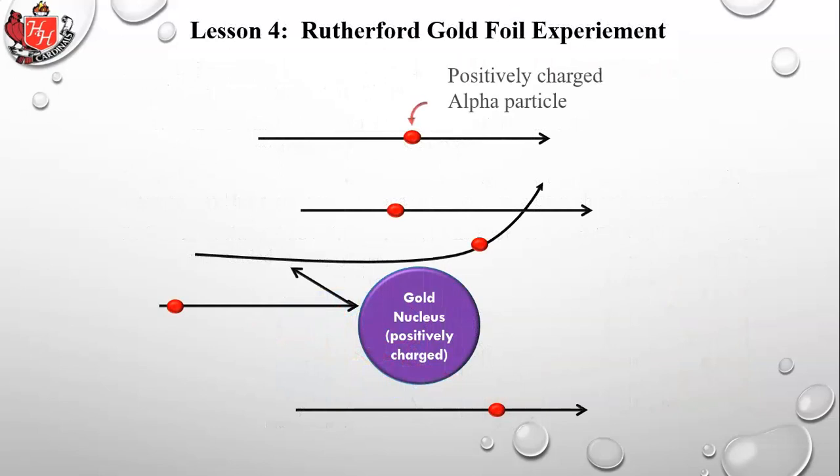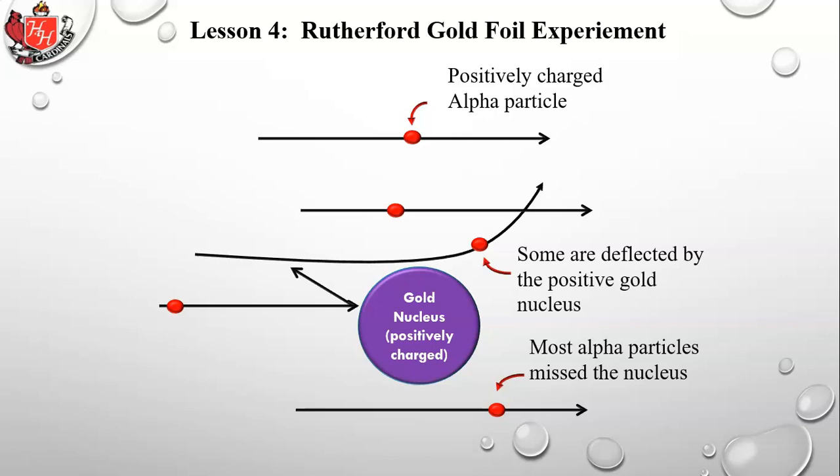So what he was seeing was this. You have the positively charged alpha particle. An alpha particle, by the way, is 2 protons and 2 neutrons. It's equivalent to the nucleus of a helium atom. And so those are the alpha particles, positively charged, and most alpha particles miss the nucleus. They just go straight through.